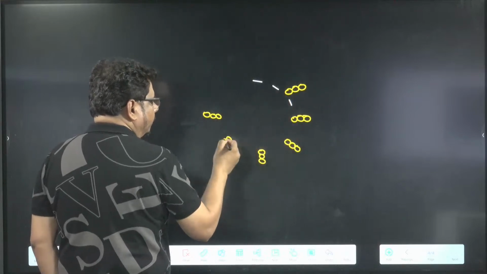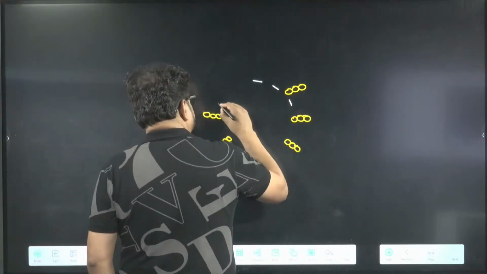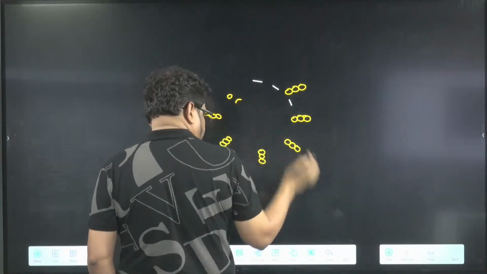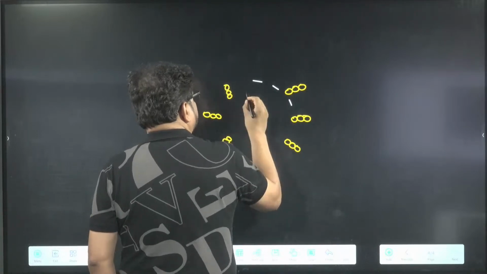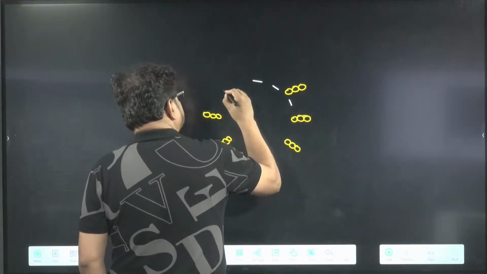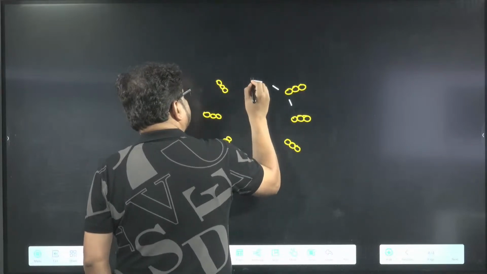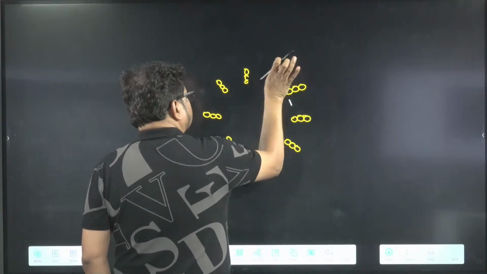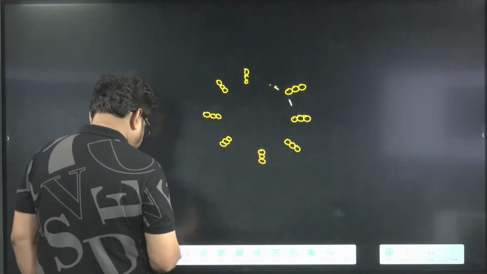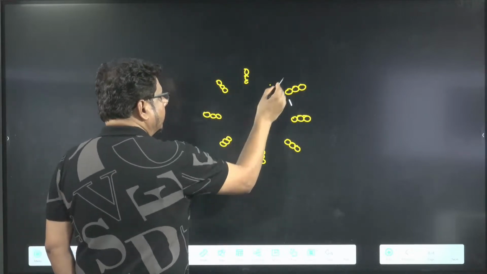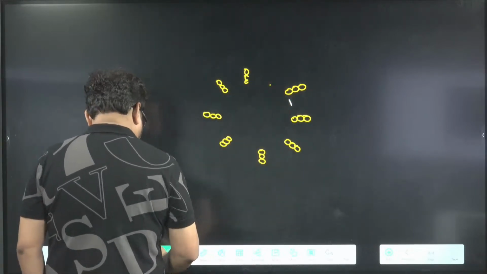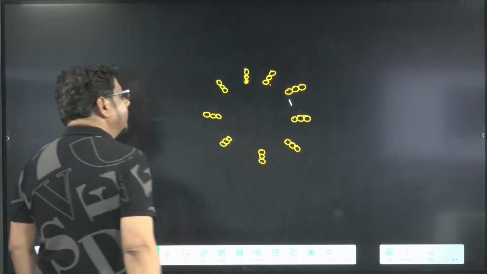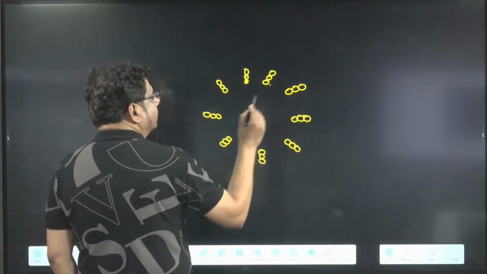1, 2, 3, 4, 5, 6. Suppose that it is another triplet. Another triplet, make it somehow far. Another triplet. It is one more triplet. So here I am making one more triplet. Wait a minute. One more triplet. So how many total triplets are there? Total 9 triplets are there.